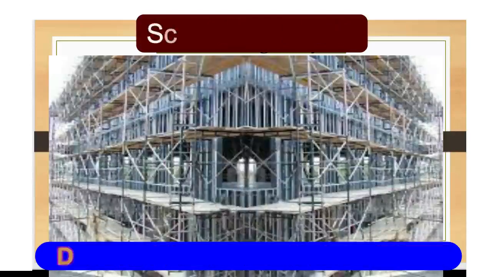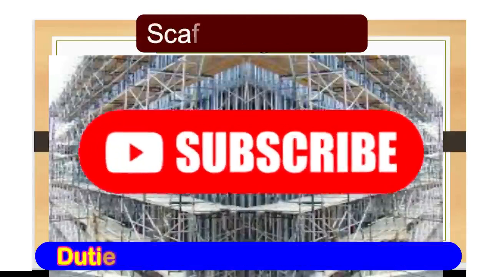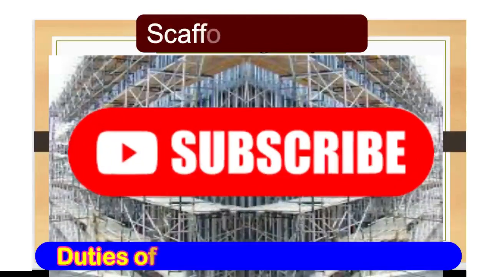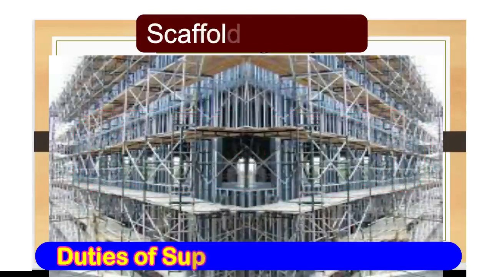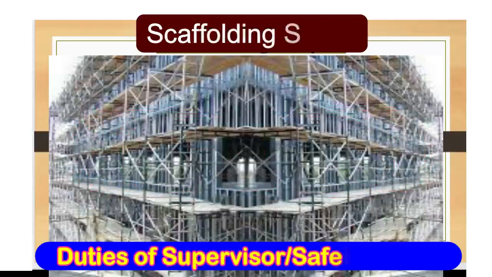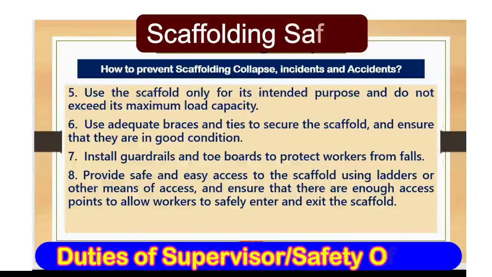Number five, use the scaffold only for its intended purpose and don't exceed its maximum load bearing capacity. Number six, use adequate braces and ties to secure the scaffold and ensure that they are in good working condition. Number seven, install guardrails and toe boards to protect workers from falls.